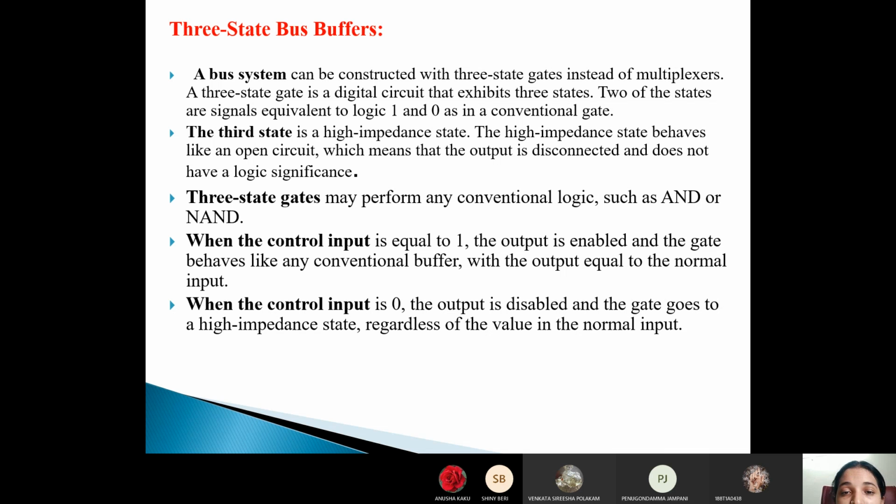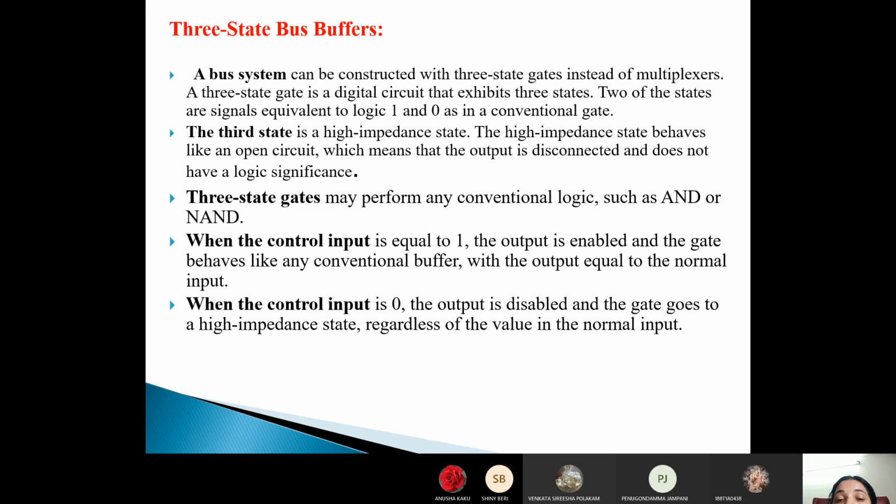What is it saying? The bus system can be constructed with three-state gates instead of multiplexers. A three-state gate is a digital circuit that exhibits three states. Two of the states are signals equivalent to logic 1 and 0, as in a conventional gate. The third state is the high impedance state. The high impedance state is like an open circuit, which means that the output is disconnected and does not have a logic significance. So that is called the third state.